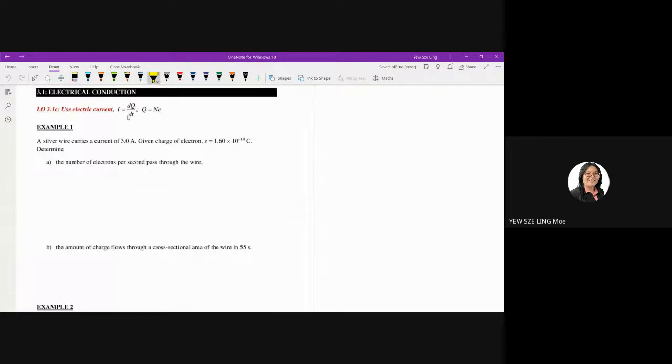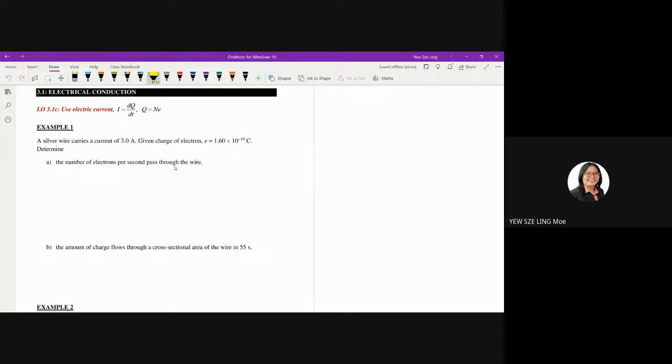Okay, 3.1, electrical conduction. Basically, this chapter is divided into two main subtopics. The first one is all about electric current: what happens in the electric current, how electric current is generated, how it moves, and so on. The second is direct current circuits, where we look at all the connections, the series and parallel circuits, the circuits with one loop and two loops, and how to simplify the circuit. That will be the second part of chapter 3. Today we're going to focus on the first part, which is electric current.